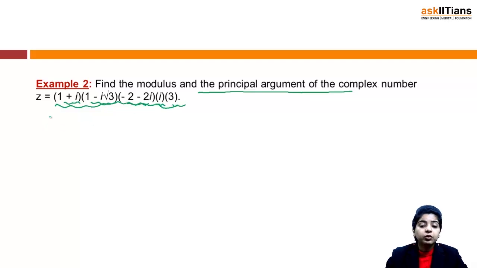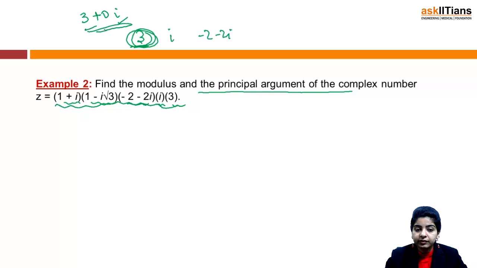Okay, one more thing here. 3 is also a complex number. Just notice this thing. 3i, minus 2i, all of these are complex numbers. How is 3 a complex number? Because 3 can be written as 3 plus 0i. So we have a real part and an imaginary part. It becomes a complex number. It is purely real, that is a separate thing, but it is a complex number, right?